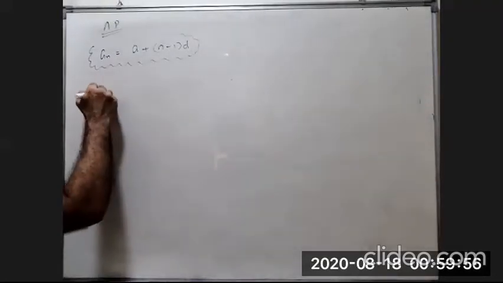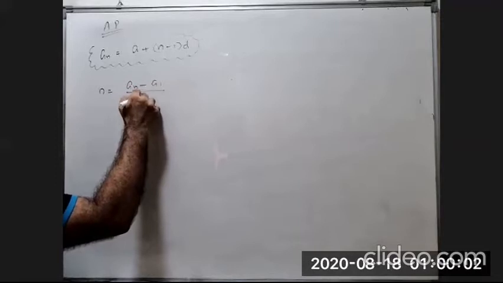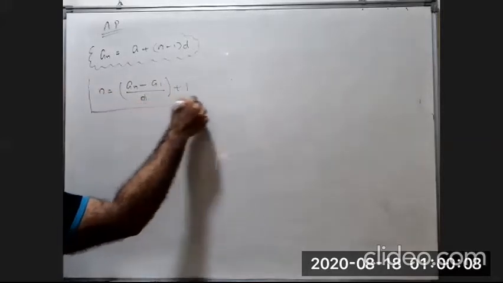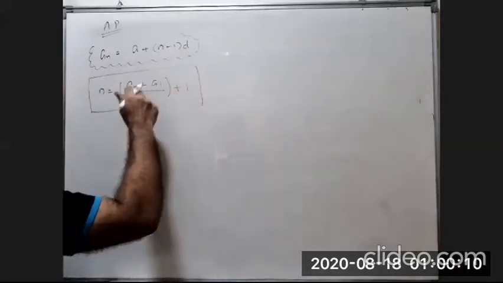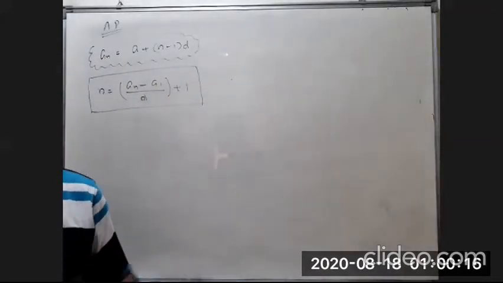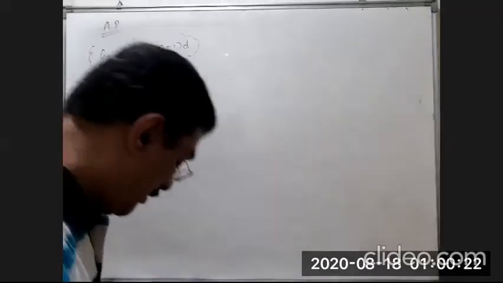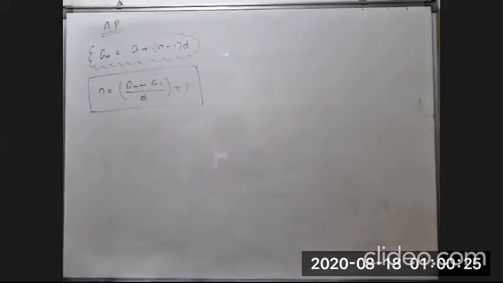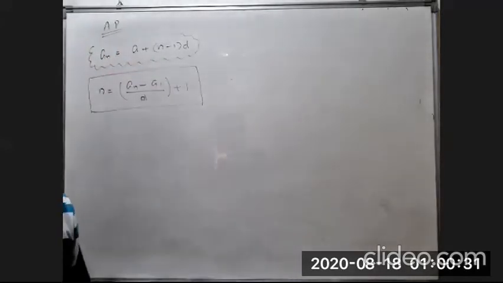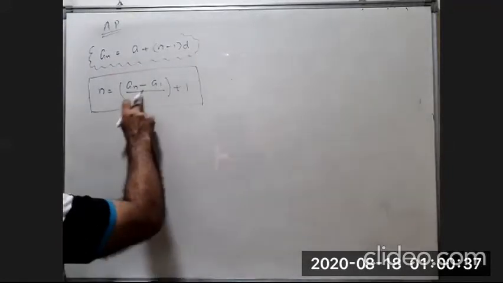See, this is a new formula. n is equal to An minus A1 by d. This you can use for finding the number of terms. For finding the number of terms of an AP, this formula can be directly used. Actually, last year you learned it to find the number of terms of an AP. To find the number of terms of an AP, we substitute this only.